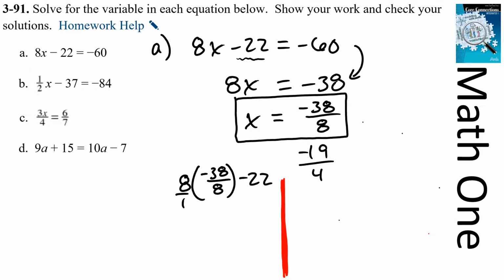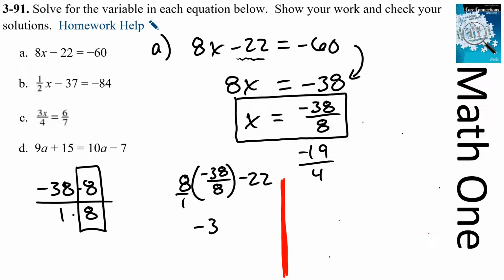To show you more explicitly what I'm talking about, this becomes negative 38 times an 8 over a 1 times an 8. And since I have both a factor of 8 in the numerator and denominator, this is quite simply the number negative 38. So I have negative 38, and then I'm subtracting 22. And negative 38 minus 22 is exactly negative 60. And that's cause for celebration because we were told negative 60 is what it should be.